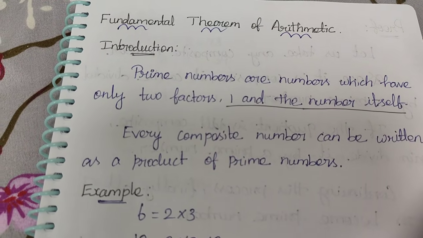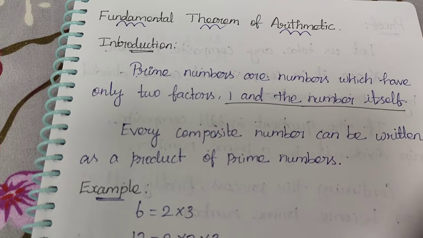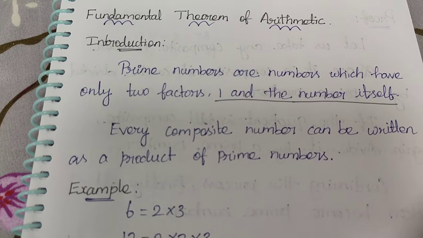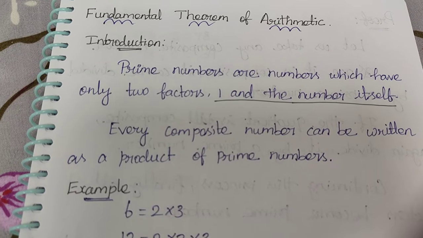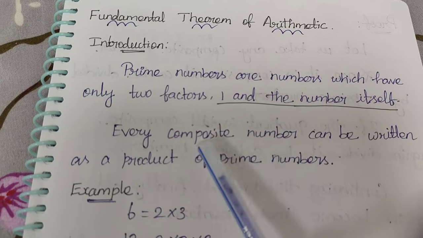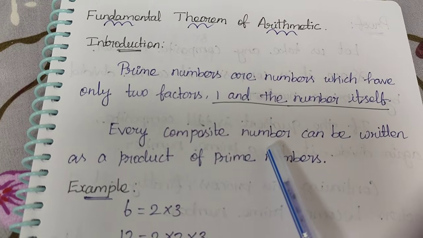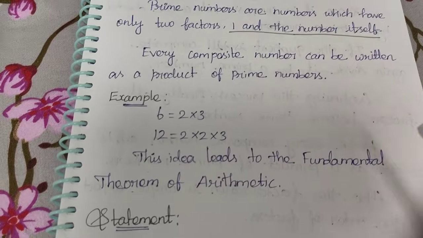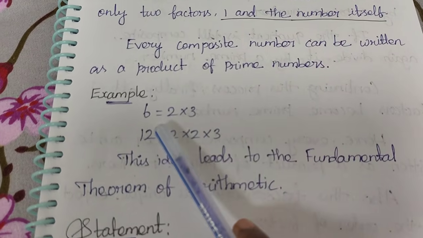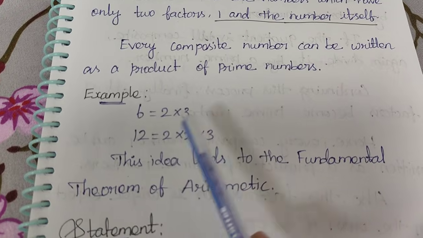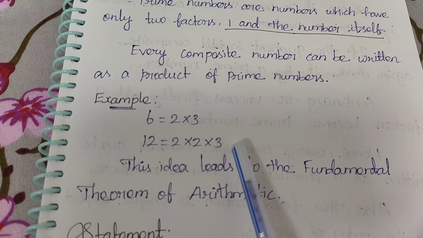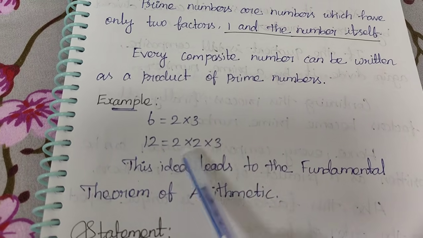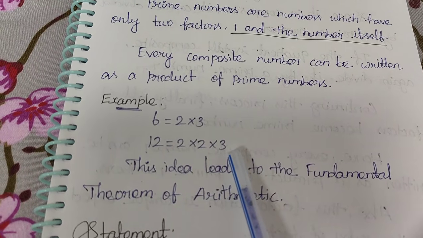See, let me ask you one thing. Can every number be broken into smaller numbers? Yes, especially composite numbers. For example, 6 equals 2 into 3. 12 equals 2 into 2 into 3. All these numbers are prime numbers.